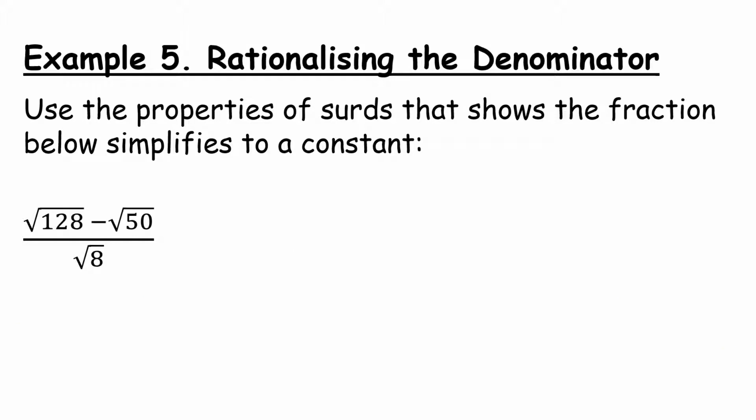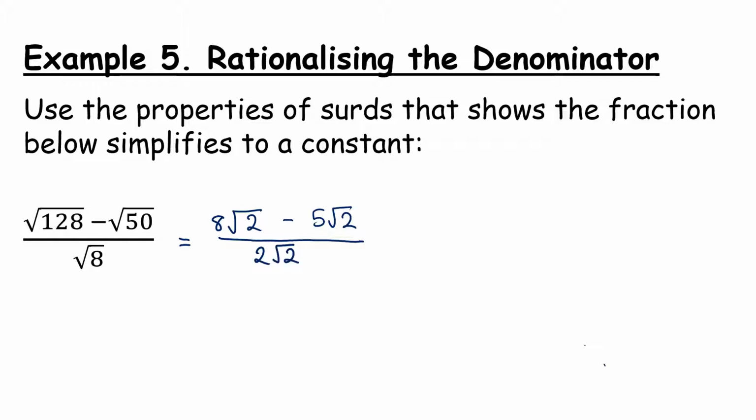Now, a second method we could use to do this is to actually do a bit of simplifying first. So simplifying down our square roots, like we've already seen, root 128 simplifies to 8 root 2. The square root of 50 gives us 5 root 2. And root 8, if I simplify that down, gives us 2 root 2.